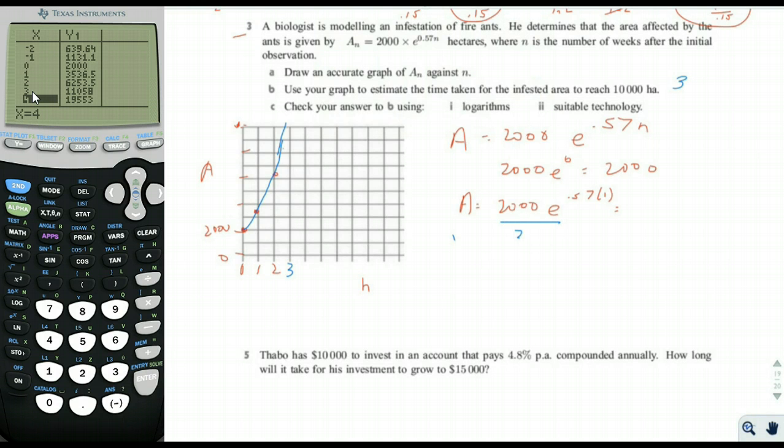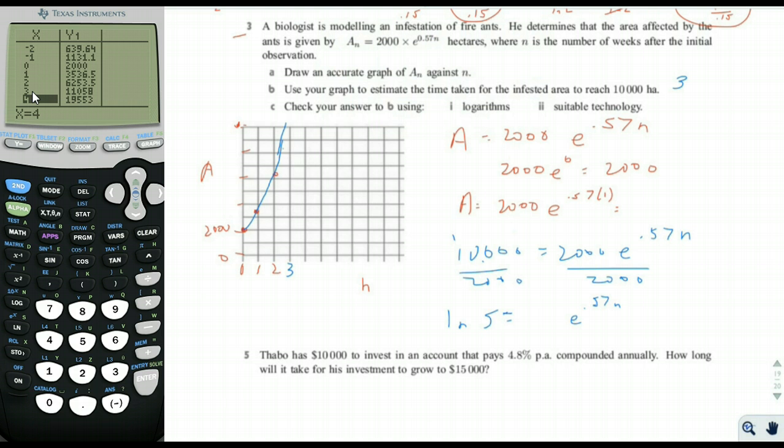We're going to write out, okay, how long does it take to reach an area of 10,000? So I'd have 10,000 equals 2,000 e to the 0.57 n, and we don't know what n is yet. So then we divide both sides by 2,000 because we want to isolate the n. Get 5 equals e to the 0.57 n.